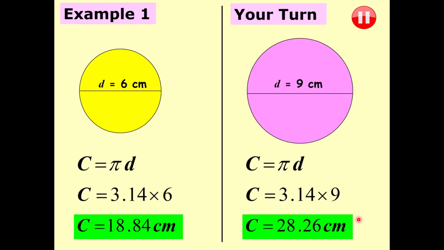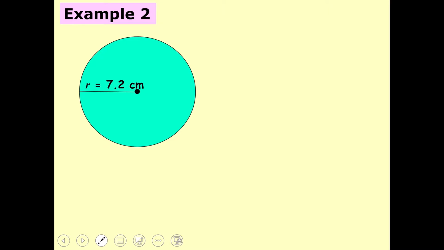Okay, let's look at a second example. So at the start, we looked at parts of the circle. We found that the diameter is from one side straight across to the other, and the radius is half of the diameter. So here in this question, we've been told the radius. For us to calculate the circumference of a circle, we need to know the diameter, but we can work that out because we know that the radius is half of the diameter. So to find the diameter, we just need to double our radius.